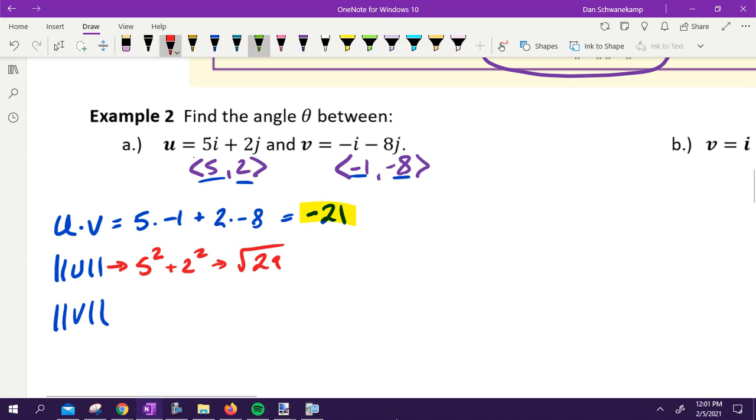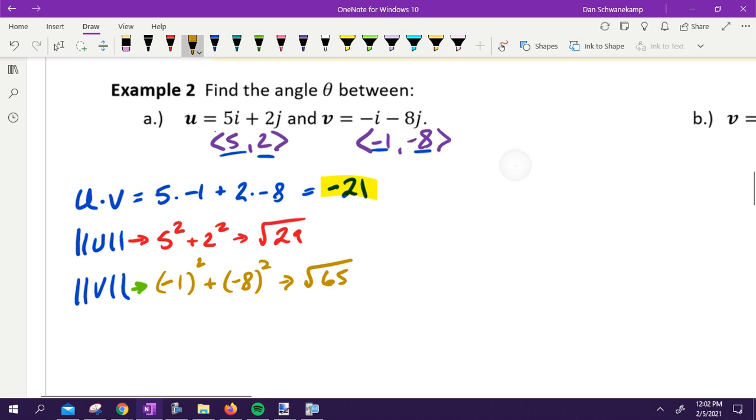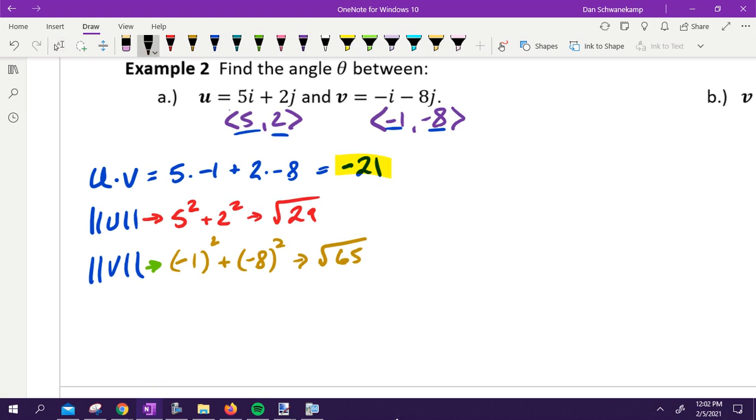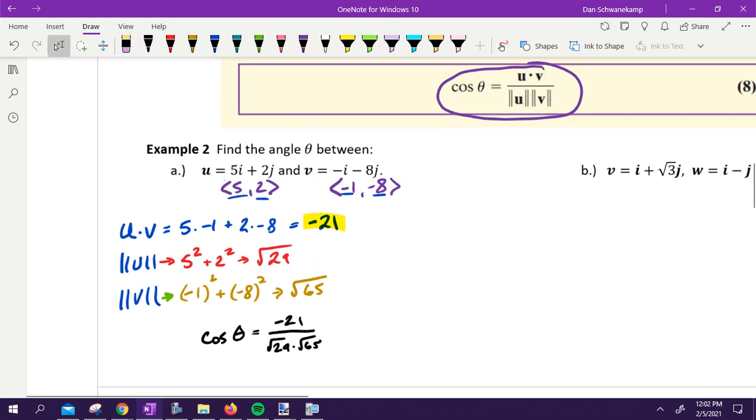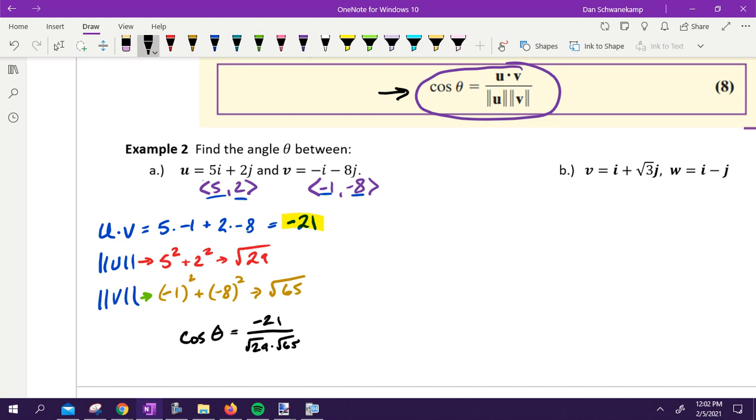Then we're finding V. If I'm finding the magnitude of V, if I want to figure that value out, I'm going to do Pythagorean theorem here. So -1 squared plus -8 squared. 1 plus 64, square root of 65. Everybody cool with where I got all those numbers? Once I've done that, then I'm plugging into this formula right here. Cosine of theta equals the dot product divided by the two magnitudes multiplied together. Again, that's this formula right here. That's what I just set up.